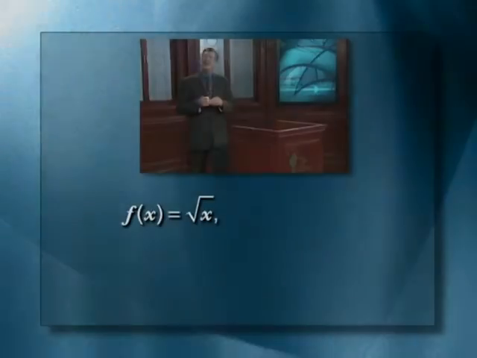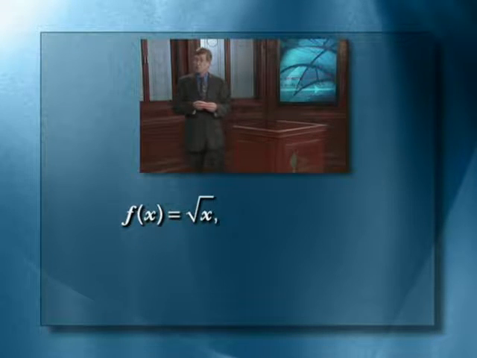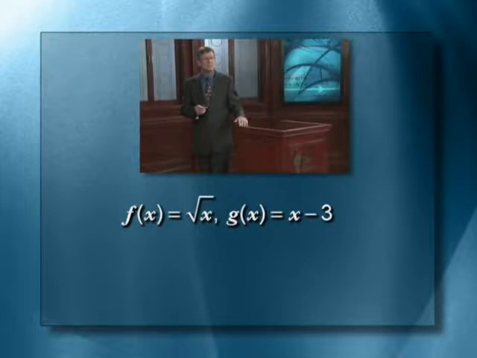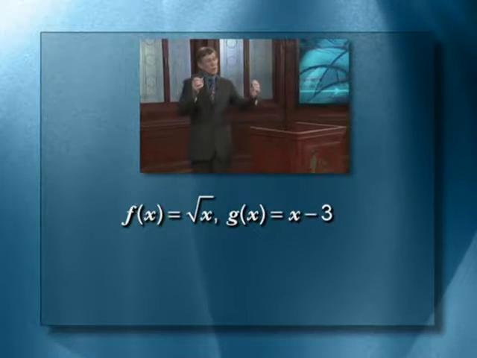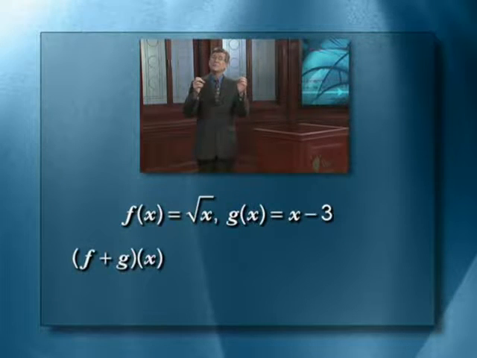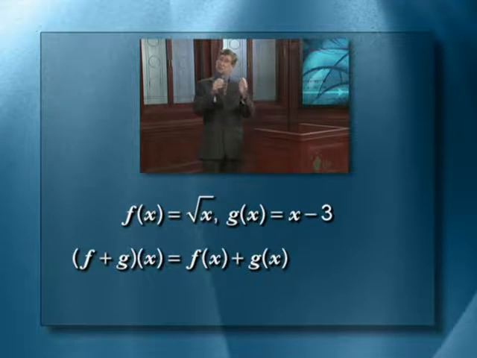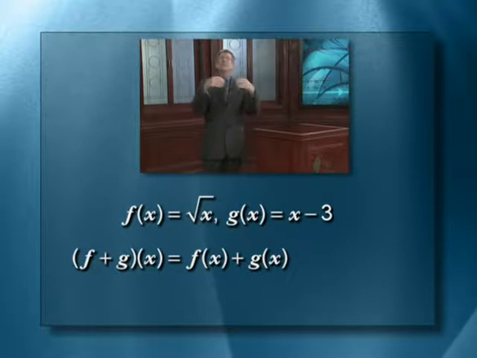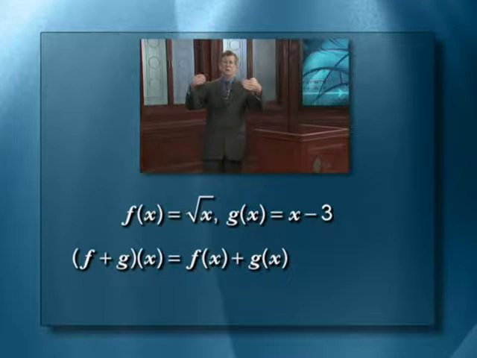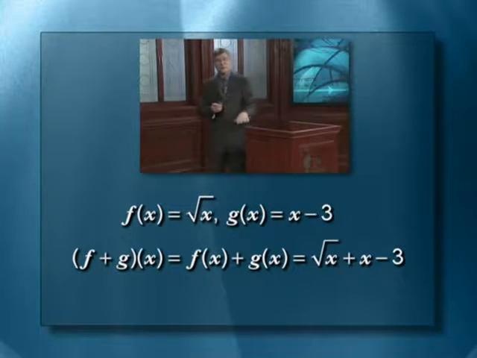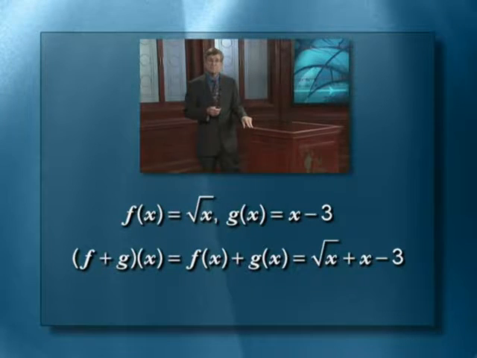So suppose you have two functions, say f and g, and how would you add them up? Well, let f of x be the square root function, f of x equals square root of x, and say g of x is x minus 3. Well, the sum of these two functions, f plus g evaluated at x, is nothing more than f of x plus g of x. It's exactly what you would think you would do. You just add up the two rules. So the answer would be square root of x plus x minus 3, the sum of those two functions.